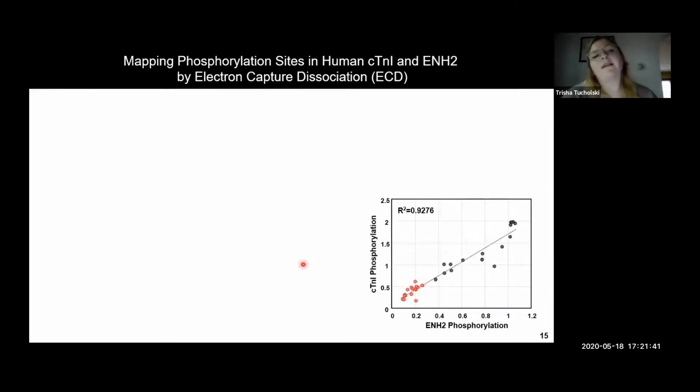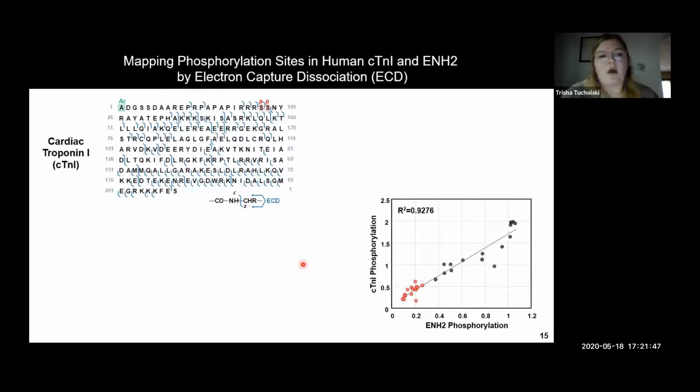And what we did was we started by mapping the phosphorylation sites on the proteoforms. So first, we used tandem MS, or MS/MS. And that allows us to take the proteoform and get sequence information about it. So we can obtain amino acid sequence information. We can also localize the phosphorylation sites.